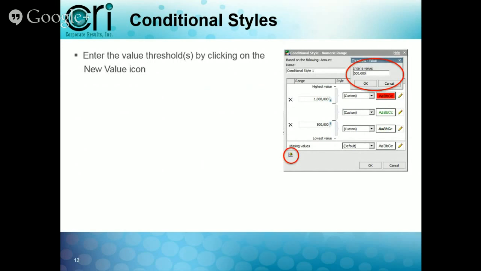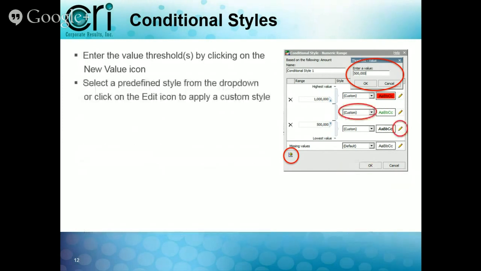So what I'm going to do in this particular example is just highlight or italicize the record based on a dollar or a number value. So you'll want to click on the new value icon, which is circled on the screen there. And then you just enter a dollar value.